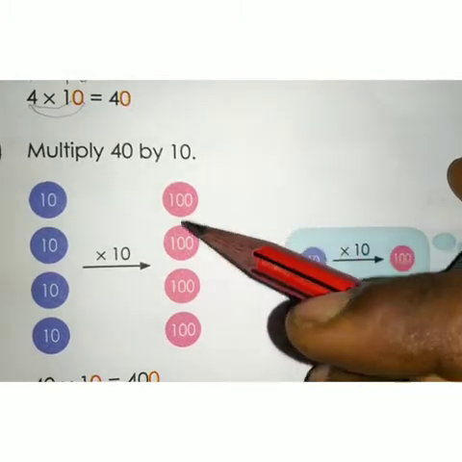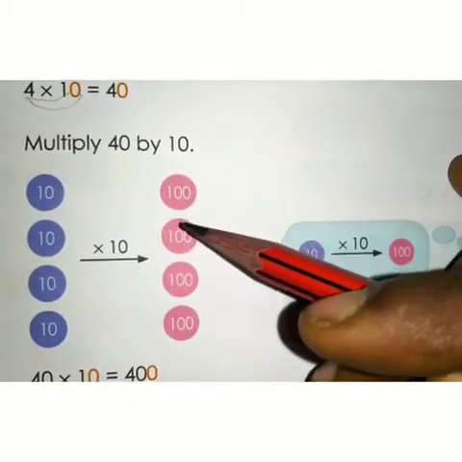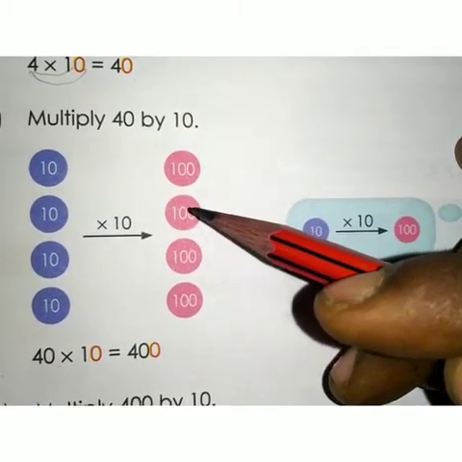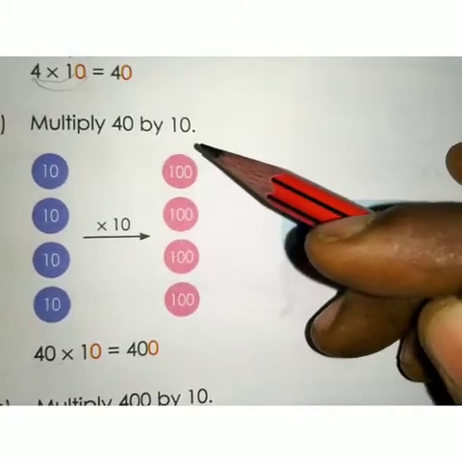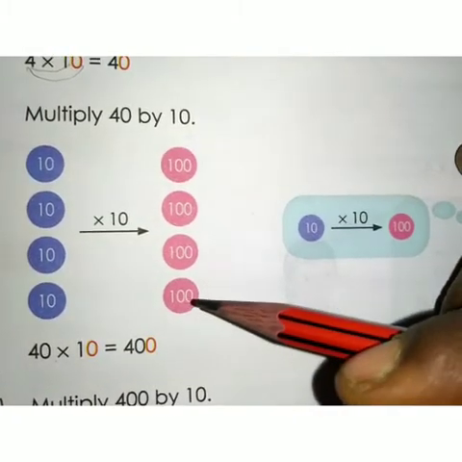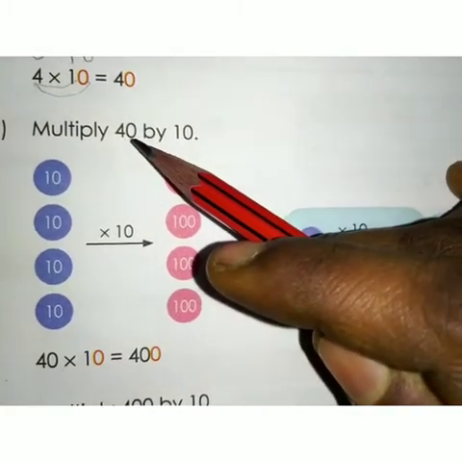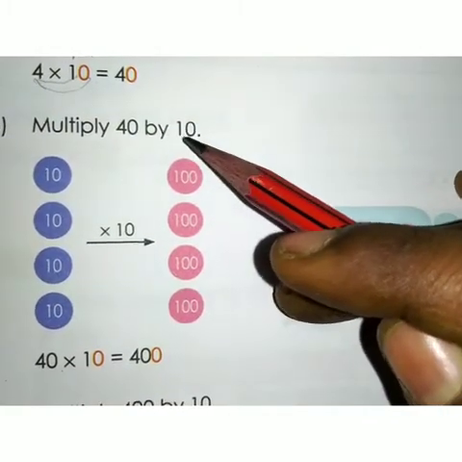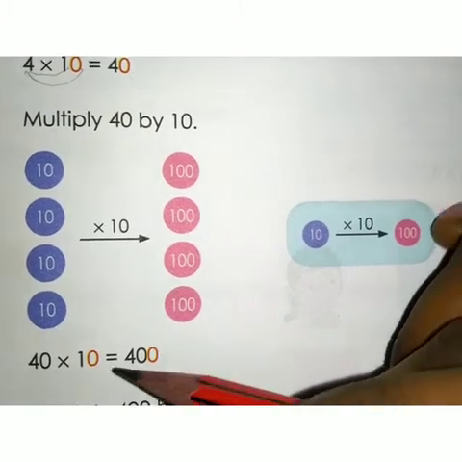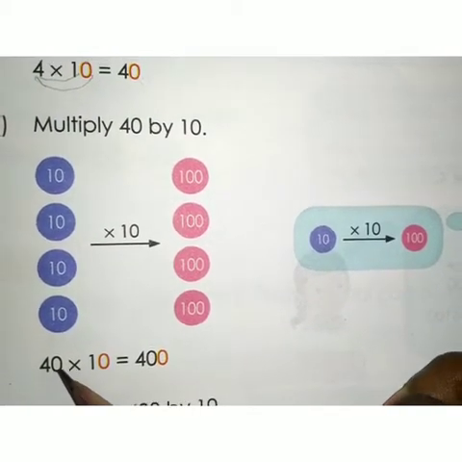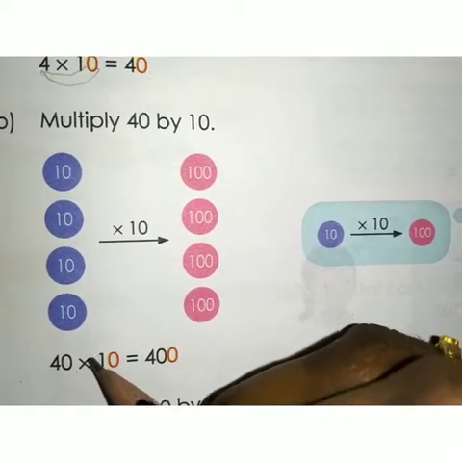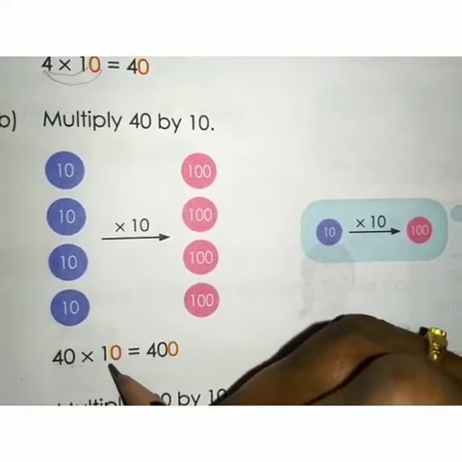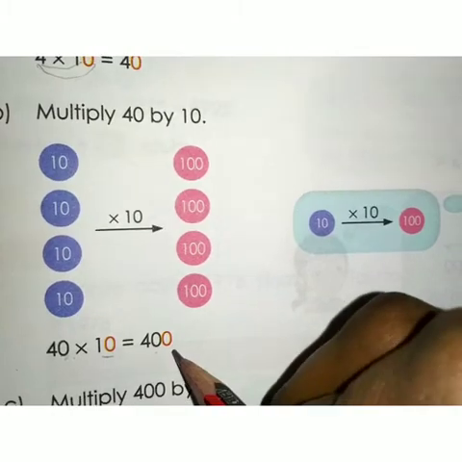So now add these 100s. 100 plus 100, 200. 200 plus 100, 300. 300 plus 100, 400. So 4 hundreds are 400. You can say it as 40 into 10 equal to 400. Now look here: 40 into 10. You have to multiply this 40 with 10, then you will get 400.